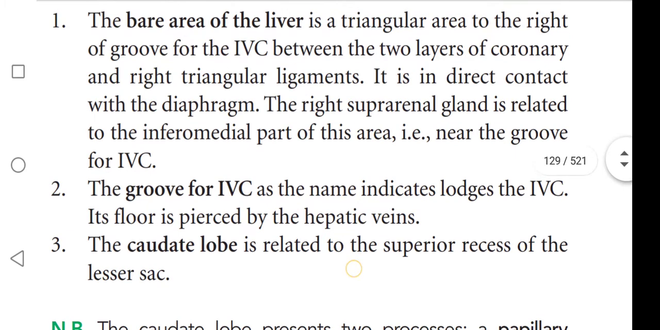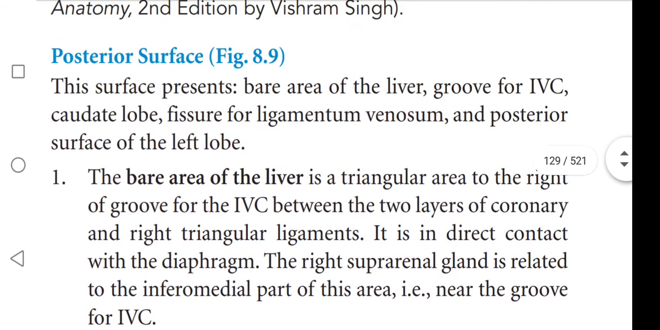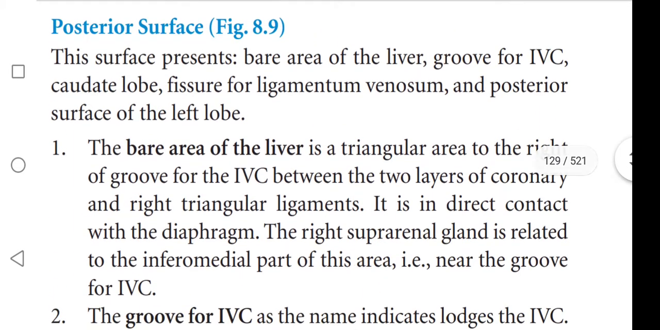Okay guys, see once again. Posterior surface. This surface represents bare area of the liver, groove for inferior vena cava, caudate lobe, fissure for ligamentum venosum, and posterior surface of the left lobe.